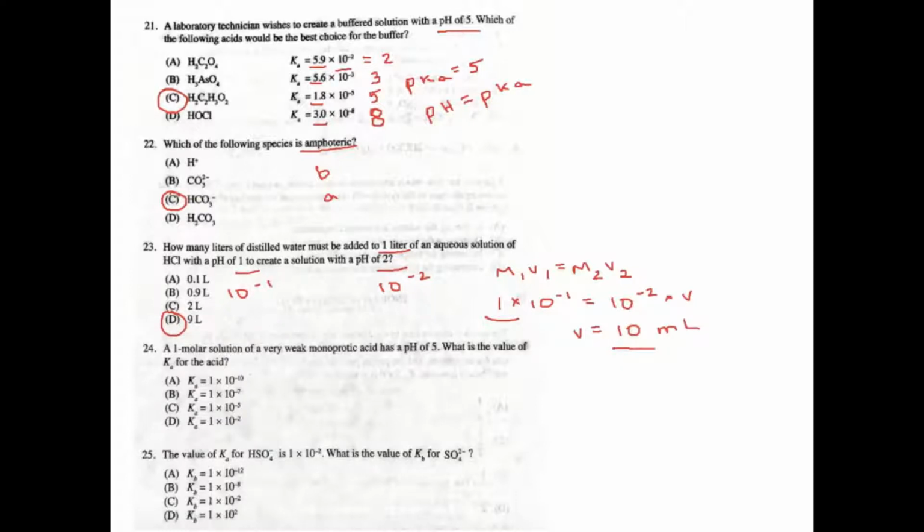Okay? For 24, a 1 molar solution of a very weak monoprotic acid has a pH of 5. What is the value of the Ka for that acid? All right, so I need to figure out the Ka. I don't know it, so I'm going to write out a generic acid dissociation reaction. So HA goes to A minus plus H plus. I know I start with 1 molar of that.